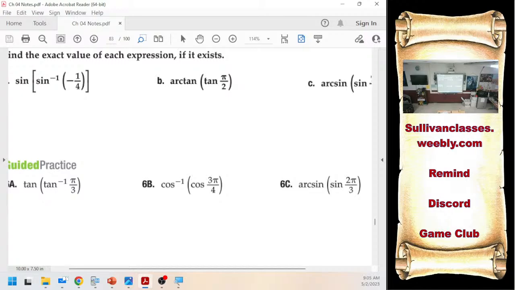Y'all don't know how happy it makes me to see all of these unit circles in pretty different colors. Mine's made in marble. Okay, they don't have to be, but I like colors. Okay.